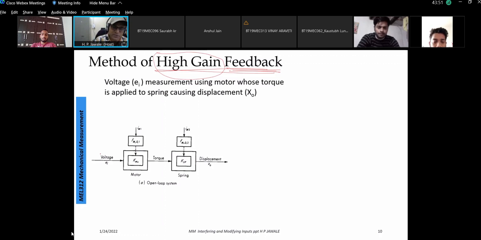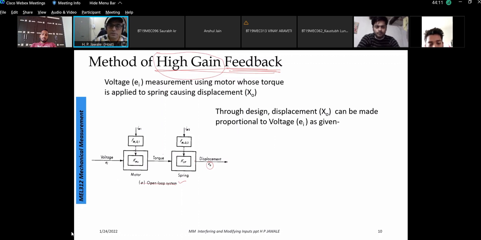So my input entity's voltage is given to some motor, which is going to generate some kind of torque, and then this torque is given to the spring to give the proportional displacement XO. So this is what is called an open-ended measurement system. That is called the open loop system for measurement of the voltage EI.